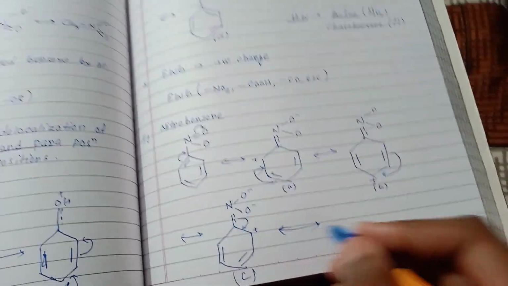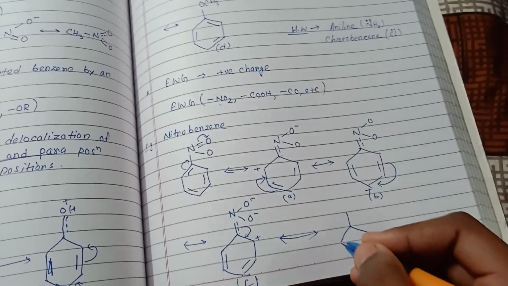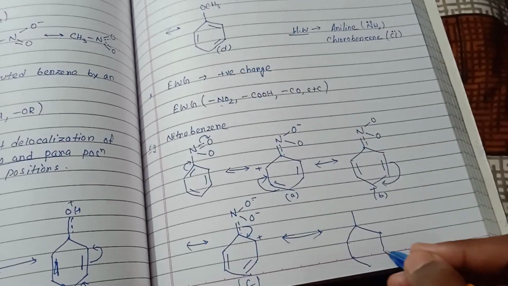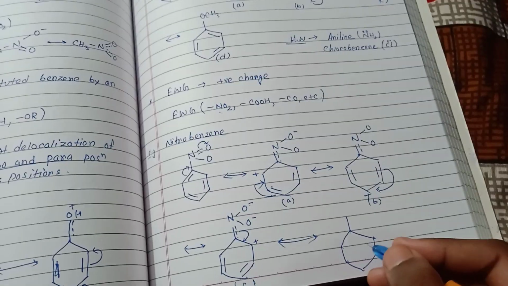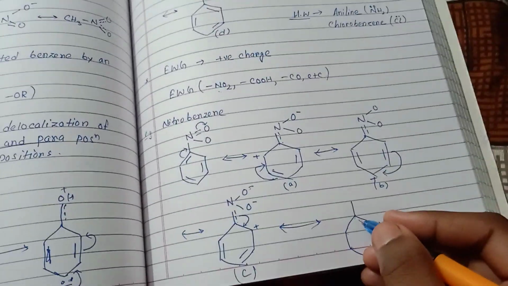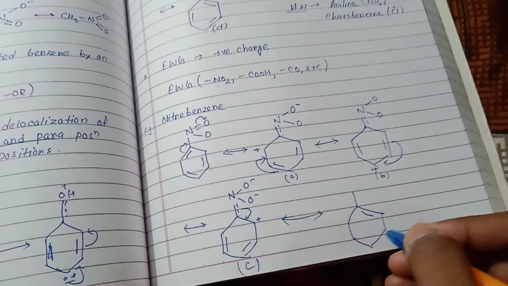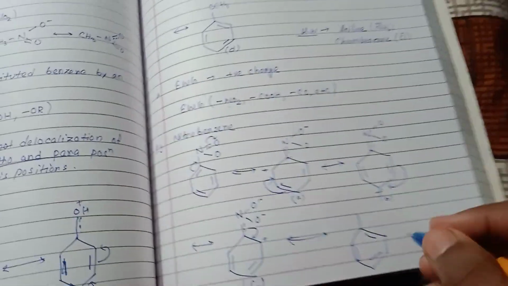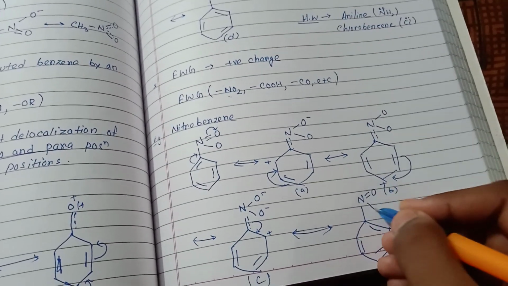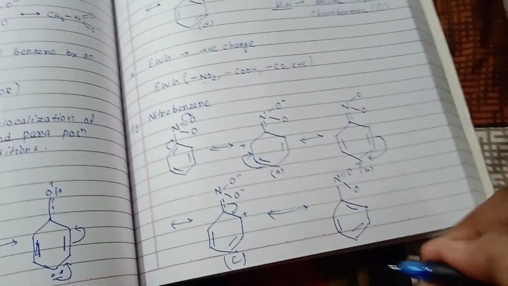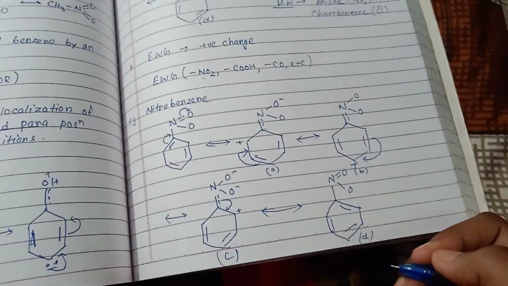As I have told you, last and final structure, make a benzene ring again. Now the alternate bonds will be changed from here, then here, and then here. Okay, and the structure will be like this. That's the final structure of nitrobenzene. You can copy it from here.